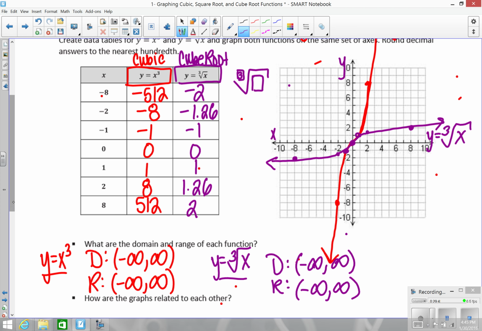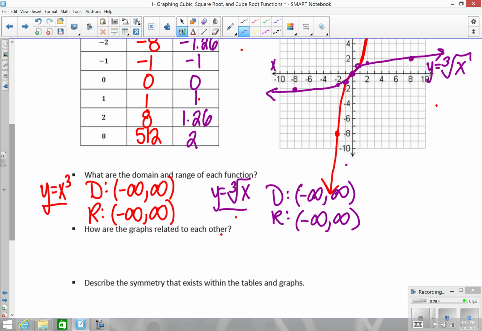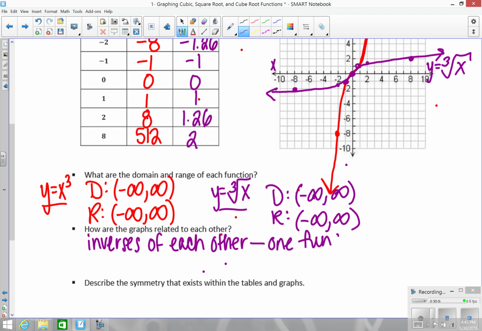And then for these other questions, how are the graphs related to each other? Well, they're inverses of each other. One function undoes the other function. I don't know if that's a word, undoes, so I'm going to put it in quotes. Undoes the other function.